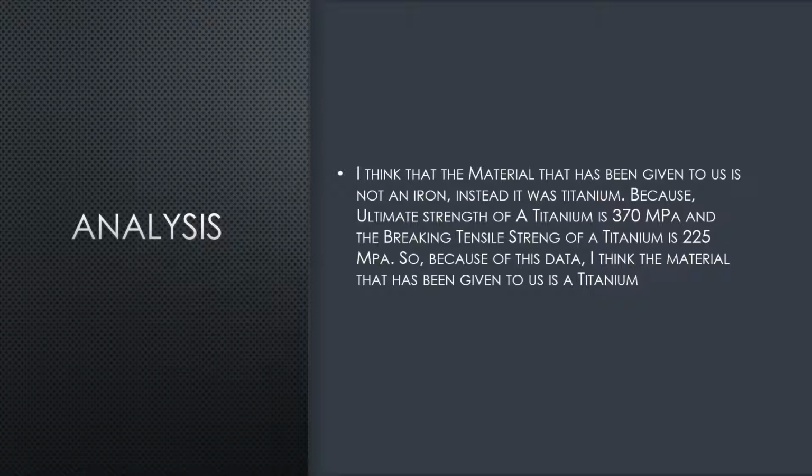So, from this experiment, I've got some analysis. I think that the material that has been given to us is not an iron. Instead, it was titanium, because ultimate strength of a titanium is 370 MPa and the breaking tensile strength of a titanium is 225 MPa. So, because of this data, I think the material that has been given to us is a titanium.